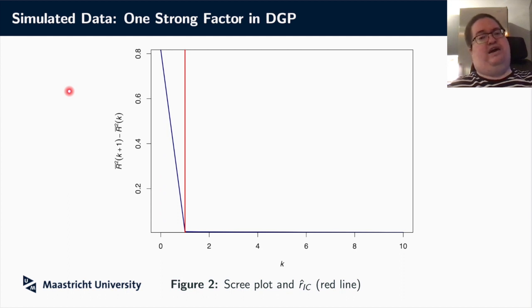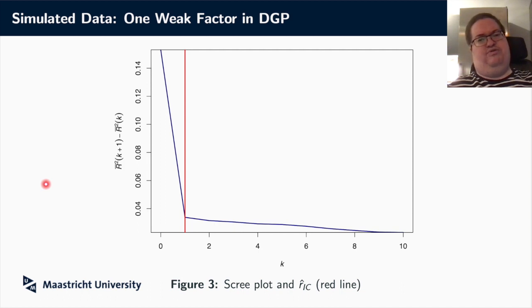Now I put in one factor, and I put in one strong factor, which really explains a lot of the variation. And you see that in this idealized case, this scree plot is super obvious. You have a massive R squared here for the first factor, and then it drops pretty much to 0. So you have a very clear kink at 1. Of course, given this is so obvious, the information criteria will also be able to pick this up.